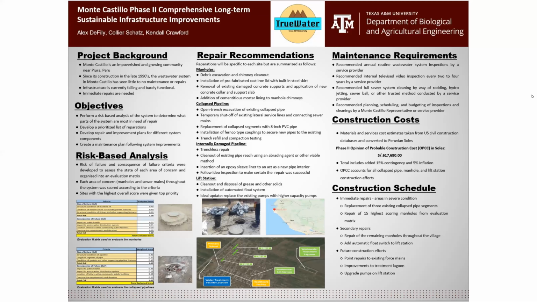For the maintenance plan, we recommended annual routine wastewater system inspections by a service provider. Then we recommended an internal televised video inspection, probably every 2 to 4 years, by the same service provider, and full sewer system cleaning by way of rodding, hydrojetting, sewer ball, or other trusted methods conducted by a service provider. We also recommended planning, scheduling, and budgeting of inspections and cleanings by a Monte Castillo representative.